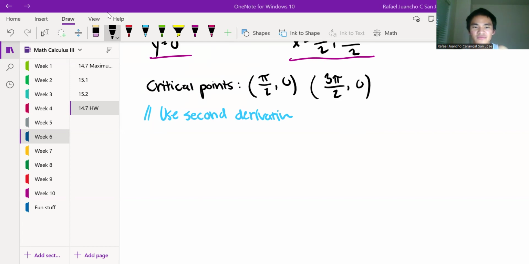Fine, I'm going to try. I have a couple of tries. But those are both saddle points. That's one. Another one is 3 pi over 2 comma 0. Those two are saddle points. Yeah, those two should be saddle points. Okay, got it. Nice.